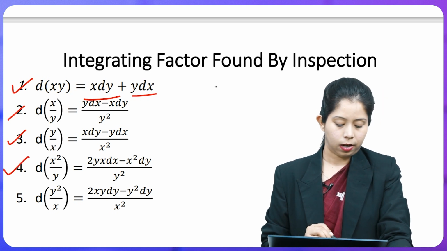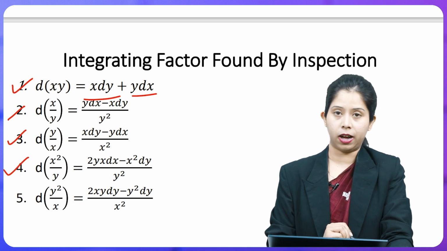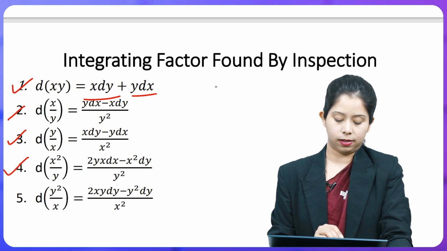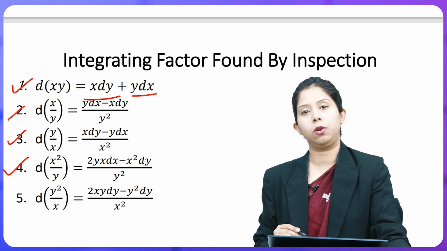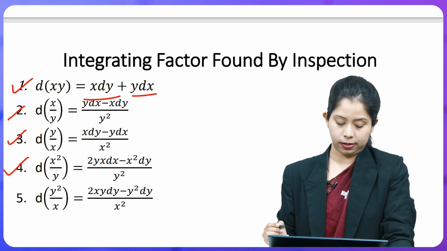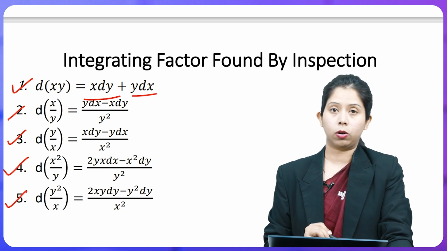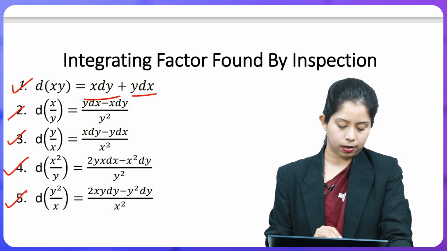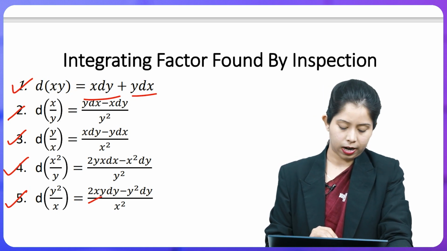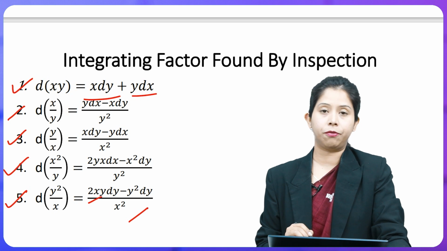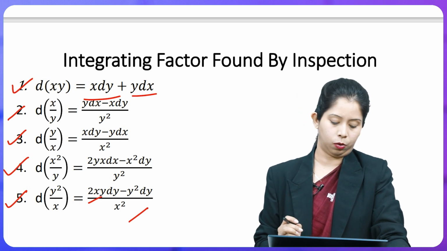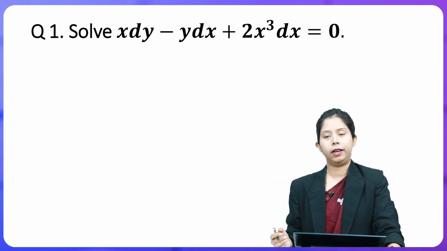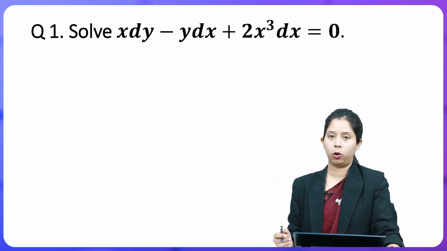The fourth one is the total differential of x square by y, which is equal to 2yx dx minus x square dy divided by y square. Here we are basically using the quotient rule of differentiation. The last one is the total differential of y square by x, which is equal to 2xy dy minus y square dx divided by x square. These are a few integrating factors which are helpful for students to find the solution. Now, let us understand integrating factor found by inspection with the help of the following example.